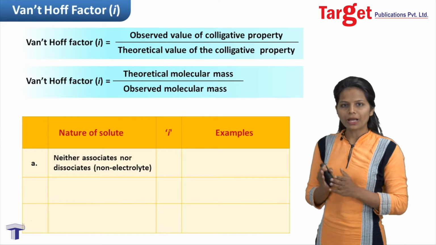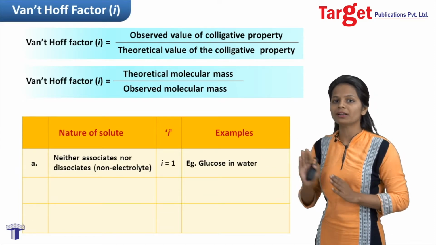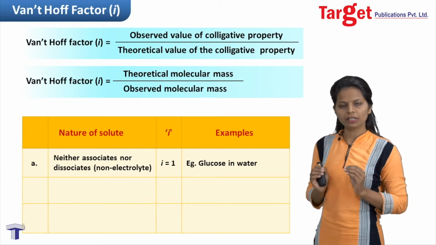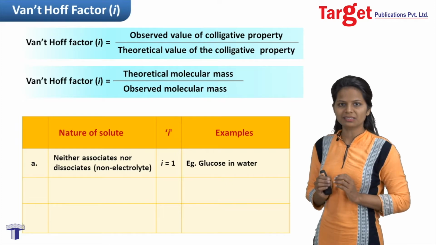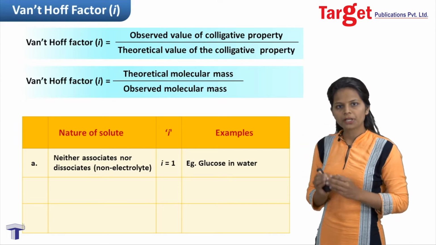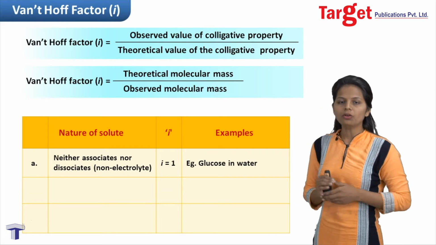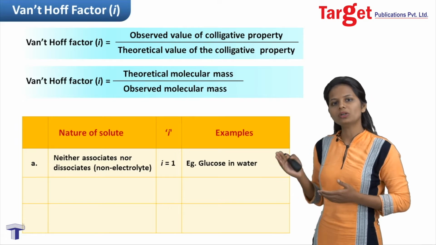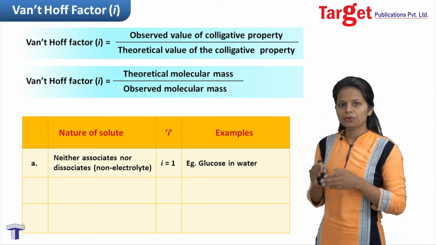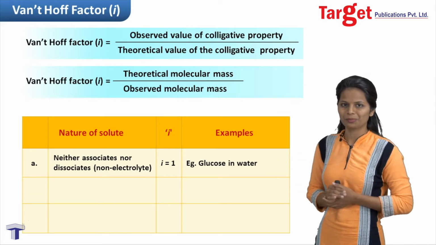So, the value of i will be equal to 1 when there is no dissociation or association taking place of solute molecules. When there is no change in the number of solute molecules present in the solution, the observed value and theoretical value of the colligative property are going to remain the same, and hence i will be equal to 1. The best examples that we can take are glucose added in water, or urea, or simply sugar added in water, which is a non-electrolyte, and hence there is no dissociation or association taking place.